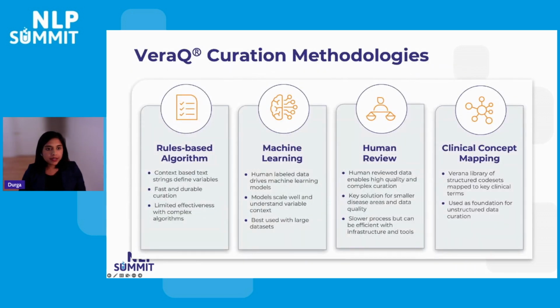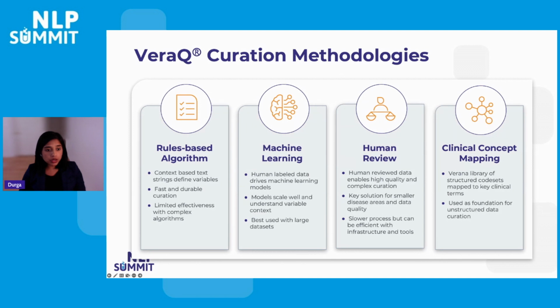When we look at the different curation methodologies, there are several. First, we can create a rules-based algorithm where the context is based on text strings that define variables. And that often allows us to do very fast and durable curation, but it can have limited effectiveness with more complex algorithms, particularly for more nuanced diseases that have a variety of diagnostic criteria.